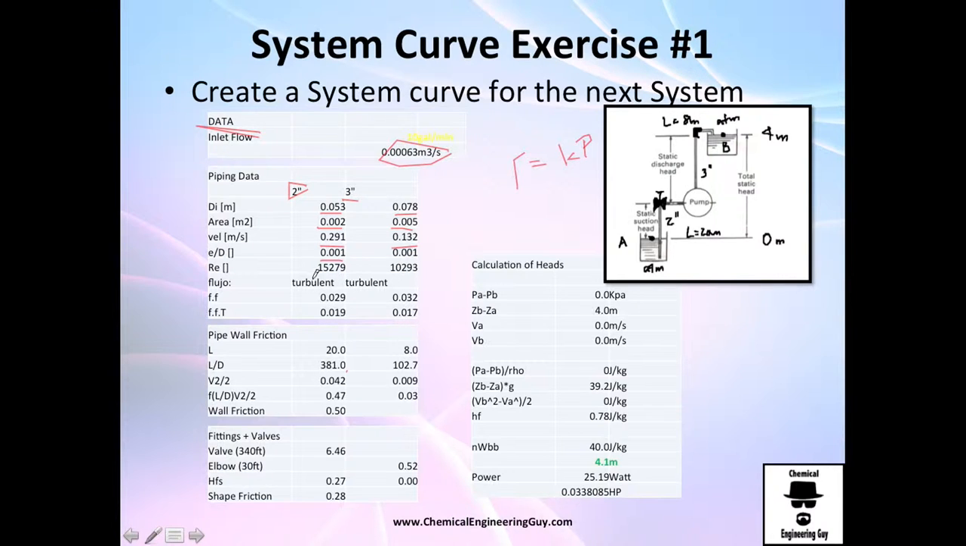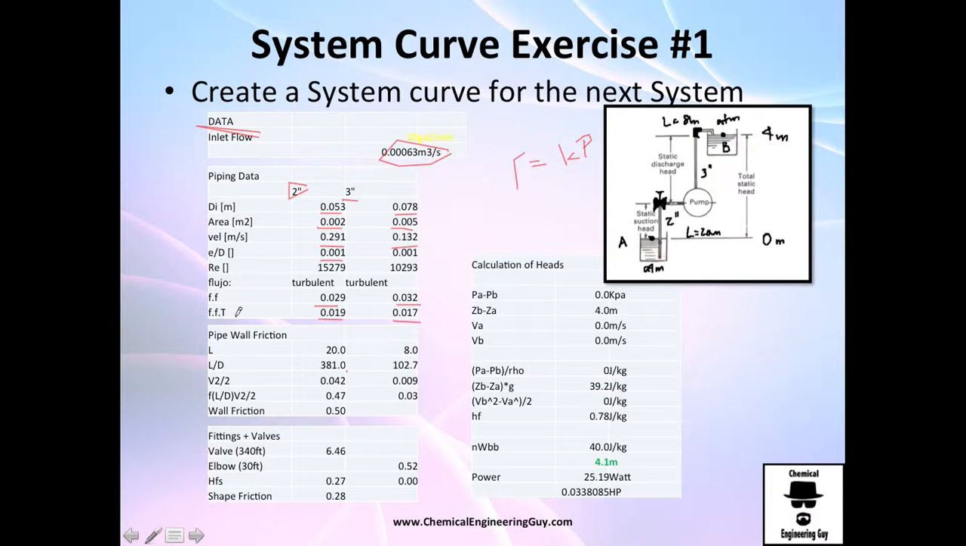You can open the sheet to have direct access. Since Reynolds is too big, both flows are turbulent, so we need to calculate the friction factor with either the Moody chart or the Churchill equation. I used the Churchill equation and I got these two values. And the friction factor for full turbulence is this. I used the Churchill equation with an infinite Reynolds number and I got this and this. Fine.